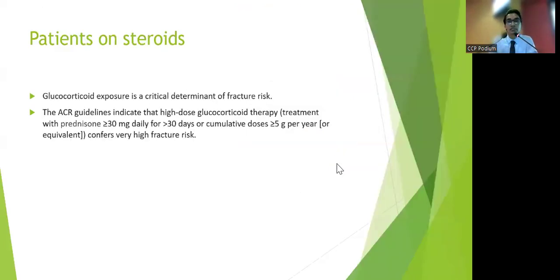Okay, so for the last part, what should we do when the patient is on steroids? When to start treatment for osteoporosis? Steroids are a very high risk factor for osteoporosis. So currently, a prednisolone equivalent dose of more than 30 milligrams for 30 days, or a cumulative dose of more than 5 grams, is considered a high fracture risk steroid dose.